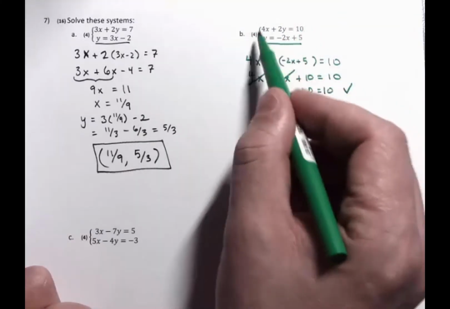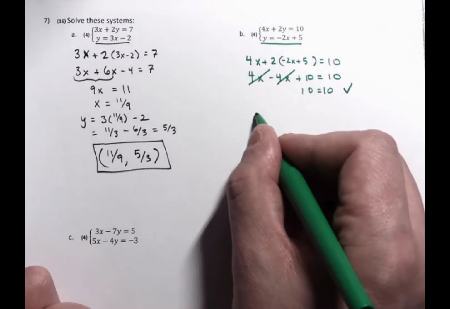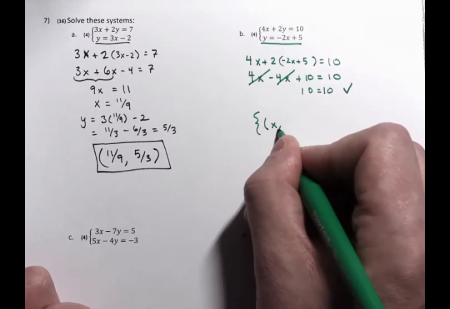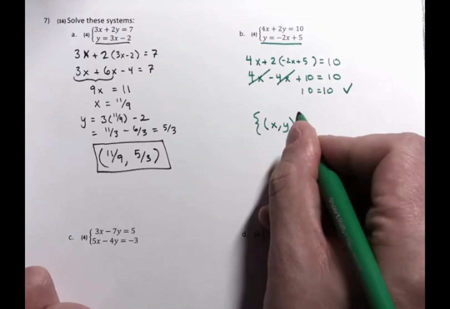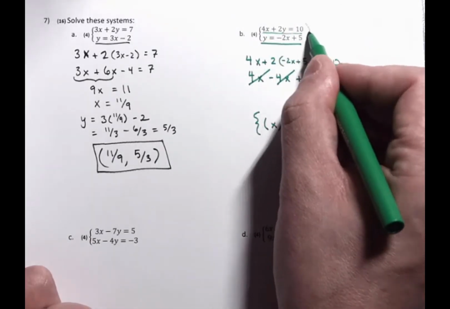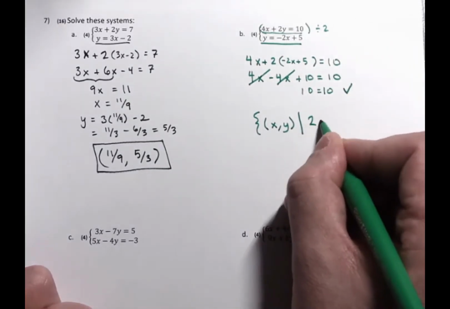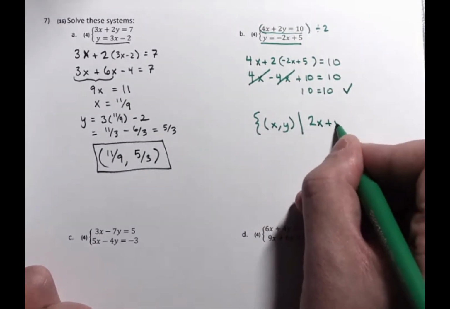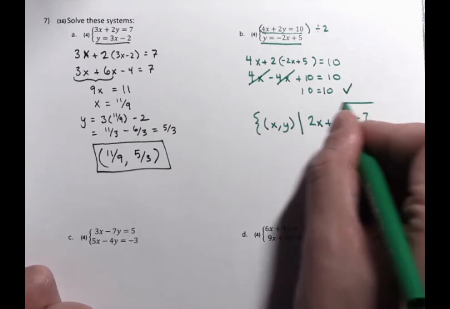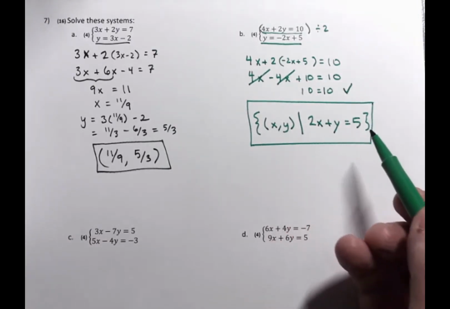Therefore, these were in fact the same line, so when we write up the solution, we need to indicate that there were infinitely many solutions of a particular form. So that would be the set of (x, y) such that, I'll write the top equation divided by 2, so it's in its simplest form, 2x plus y equals 5. So that is one way of writing up infinitely many solutions with the standard form of the line as the condition.